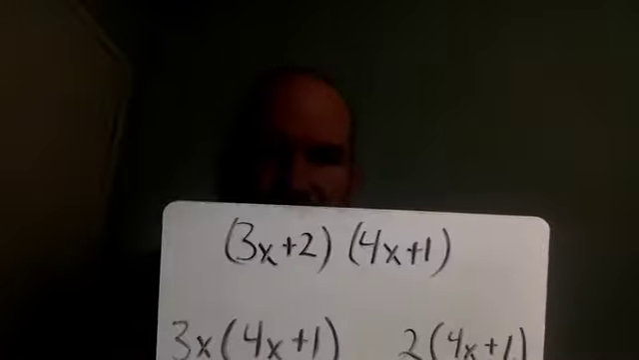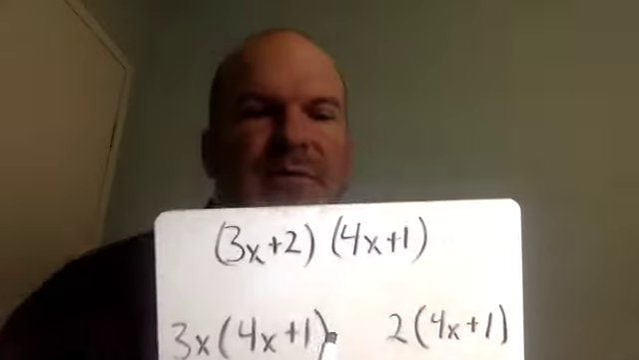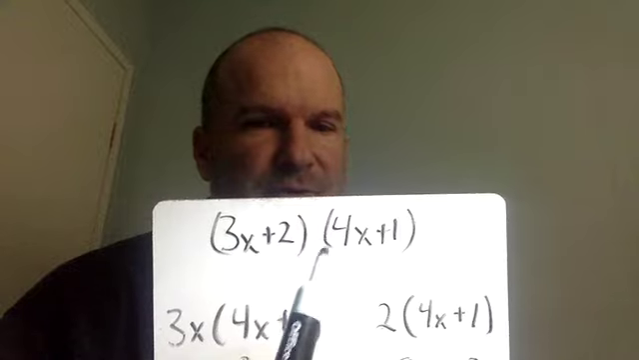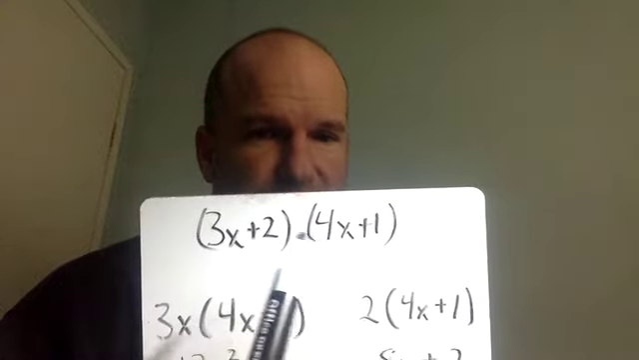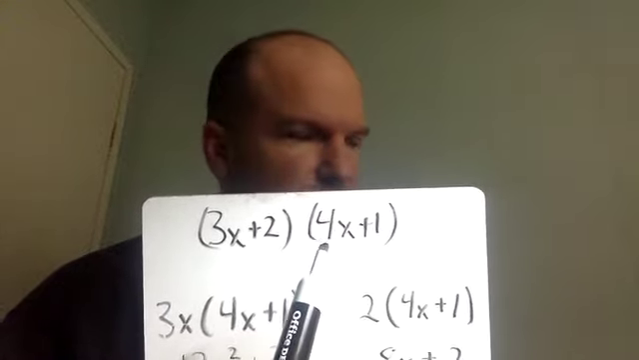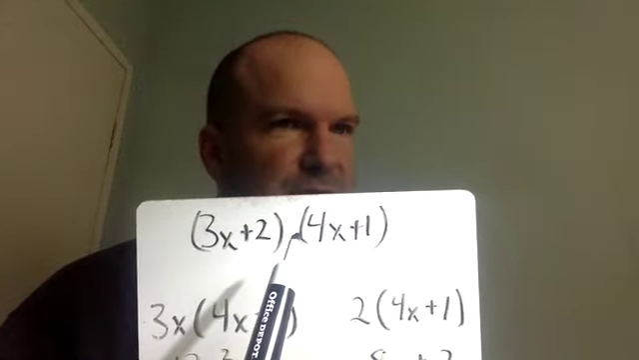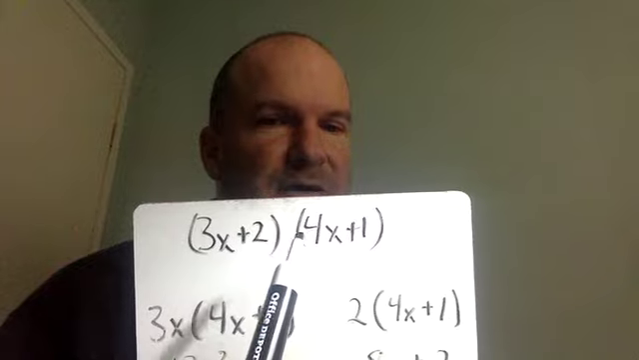So first of all, how do you know that you're supposed to multiply and not add? Well, there'll be two quantities or two parentheses right next to each other with nothing in between them. There's no plus sign or no minus sign in between them. That means you're multiplying. If they want you to add, there'll be a plus sign right here. If they want you to subtract, there'll be a minus sign. If there's nothing, then you have to multiply.